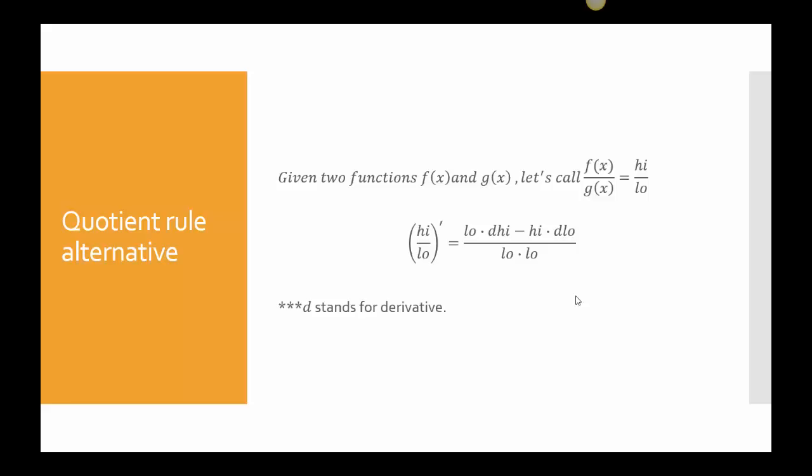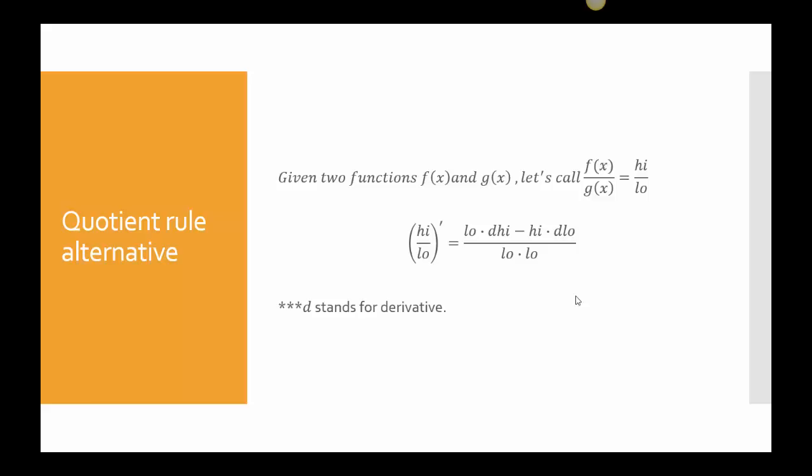I learned this when I took calculus, and it's how I think of it when I do it in my head. So the derivative of high over low is low d high minus high d low over low low. All right, so what does that mean? D stands for derivative. So I'm going to do low, which is the bottom, d high, derivative of the top, minus high, back to the top, d low, derivative of the bottom. Low low is the bottom squared, but low low just sounds cooler.